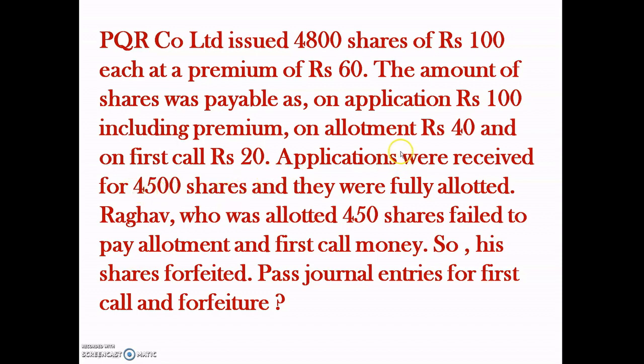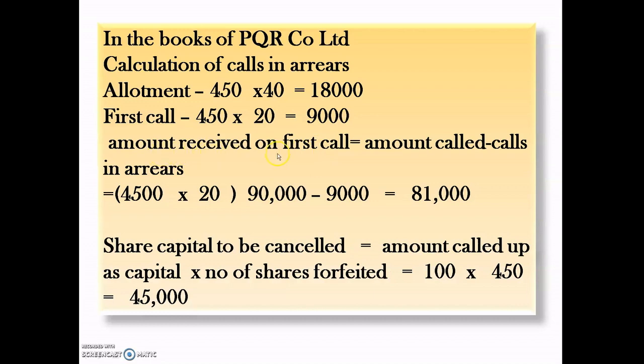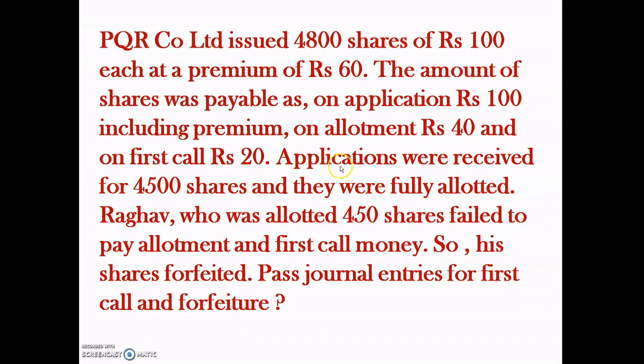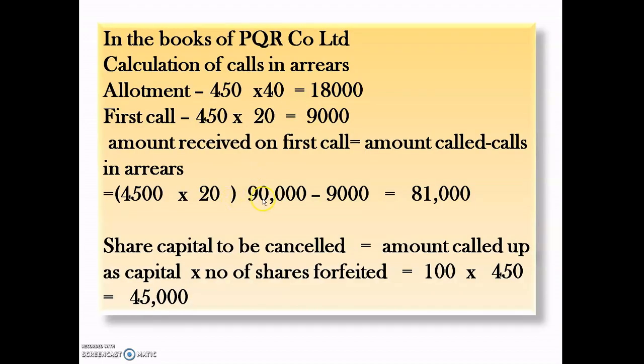Okay, so here we have to find out the amount received on first call. For that we take the applications received, that is 4500, multiplied with first call money, that is 20. So 4,500 into 20 will come 90,000, minus calls in arrear. Calls in arrear means this calculation, this 9,000 we have to take here. Subtract this 9,000 from 90,000, it will come 81,000. 81,000 is the amount received on first call.